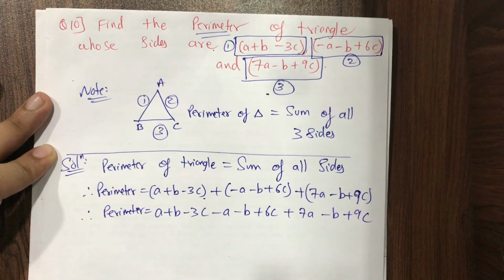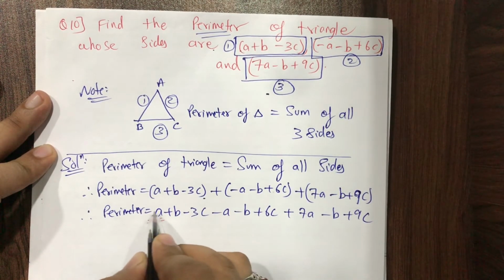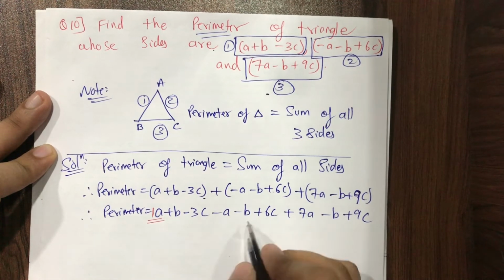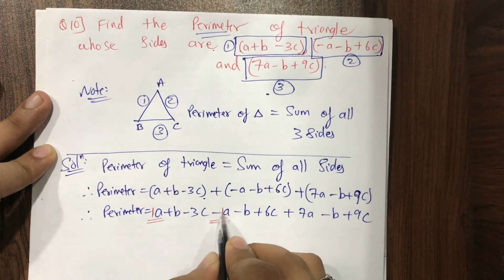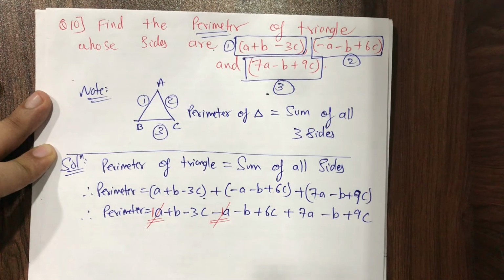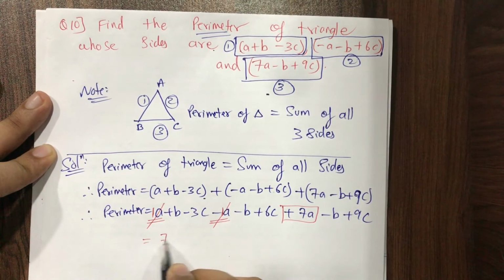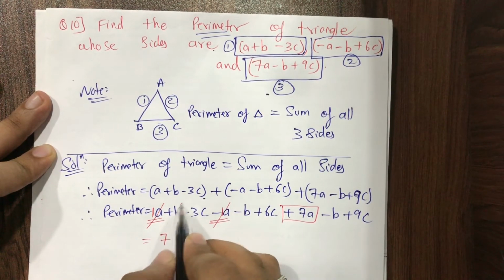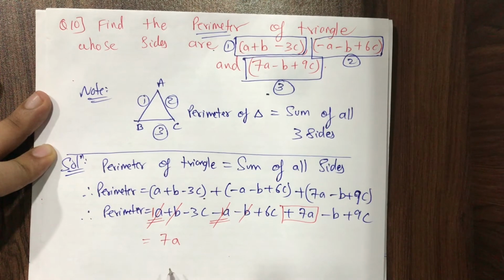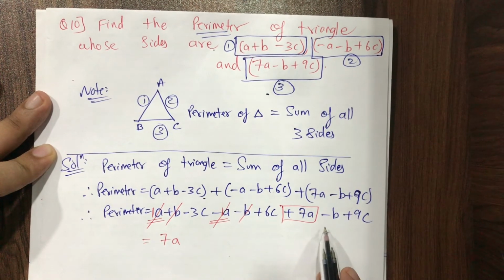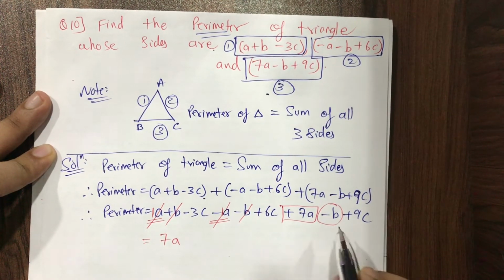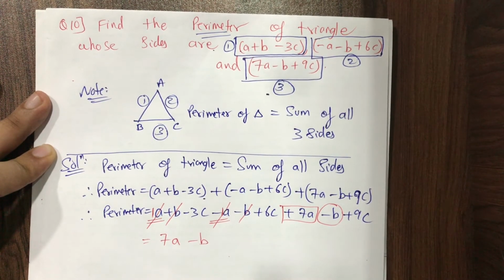Now let's find the common pairs and evaluate them. Here I have plus a, it's like 1a, and here I have minus a, it's like minus 1a. So plus 1a minus 1a gets cancelled, and here it's plus 7a. So I can write here 7a. It's plus 1b, it's minus 1b, cancels. Any other term with b? Yes, I have here minus b, so I'll copy here minus b.